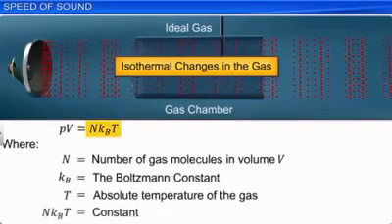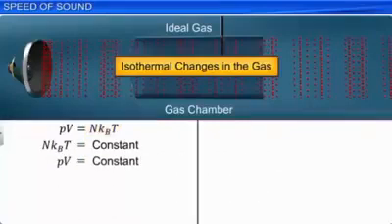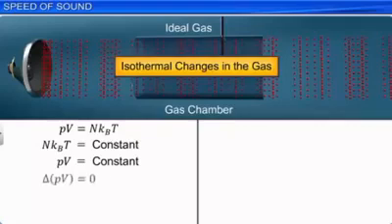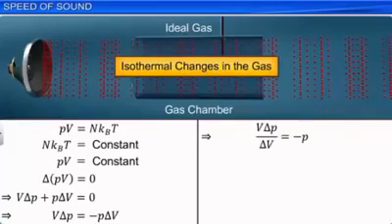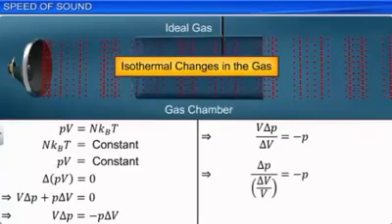The above expression leads to delta PV is equal to 0. This implies that V delta P plus P delta V is equal to 0. This can be written as V delta P is equal to minus P delta V. V delta P by delta V is equal to minus P. Once again, this equation can be written as delta P by delta V by V is equal to minus P. Therefore, minus delta P by delta V by V is equal to P. The left-hand side of the above expression is nothing but the bulk modulus B of the gas.